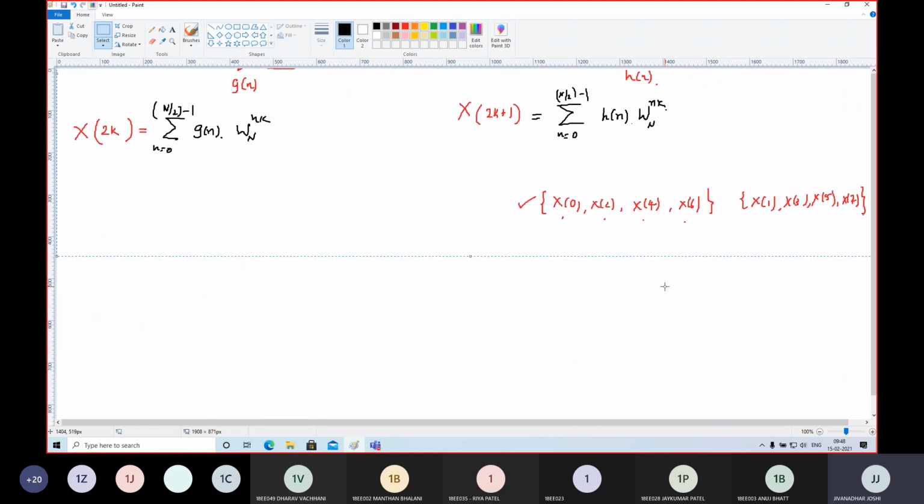Can we draw the butterfly diagram? How exactly?